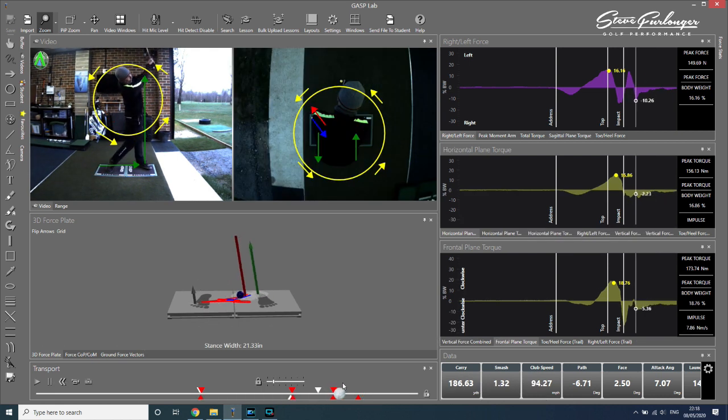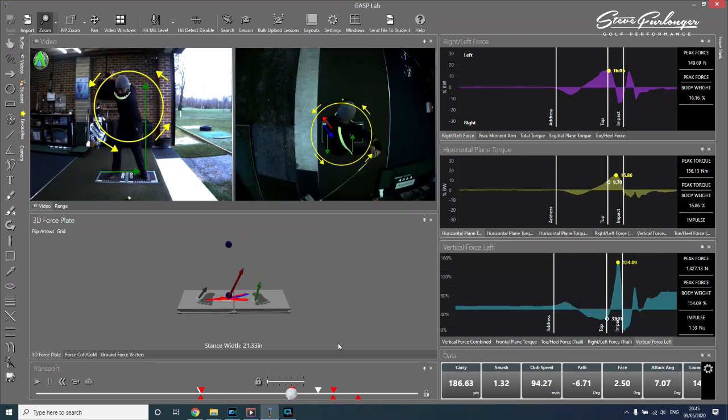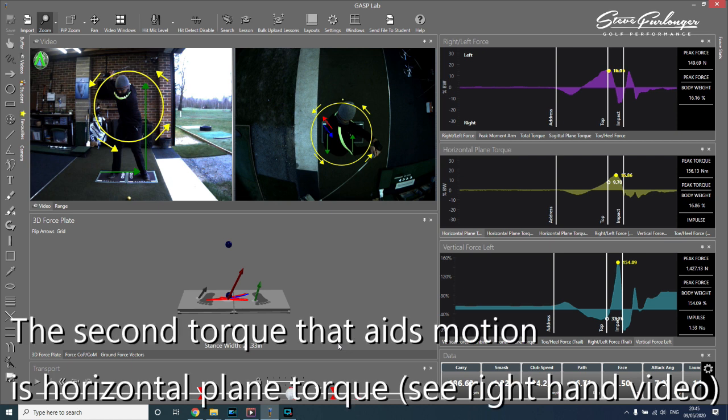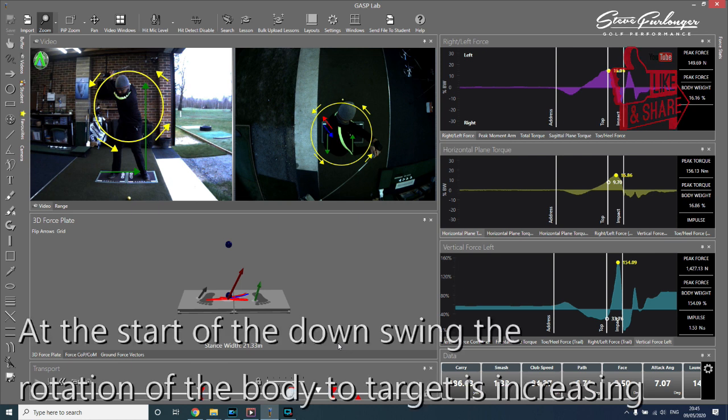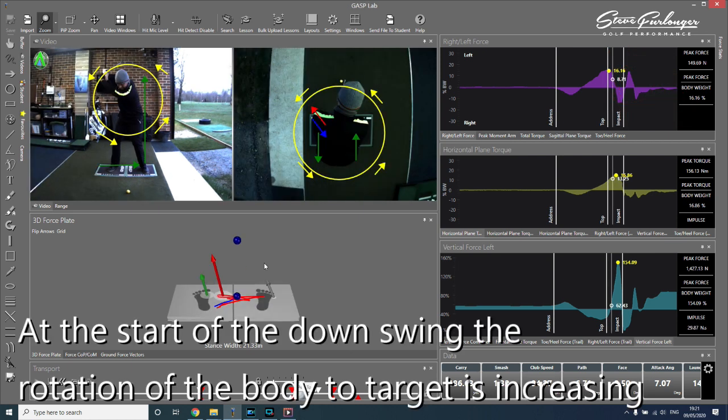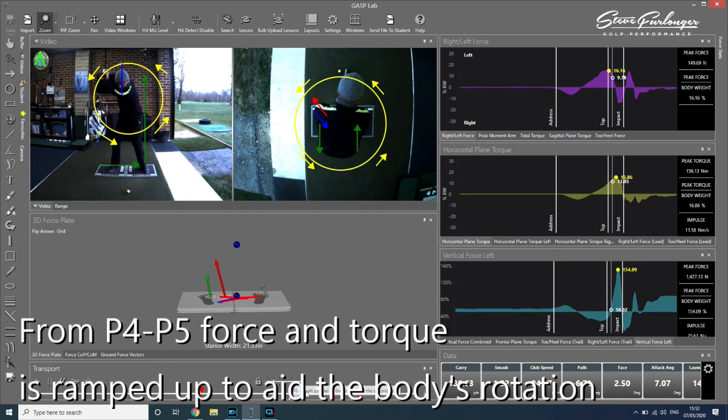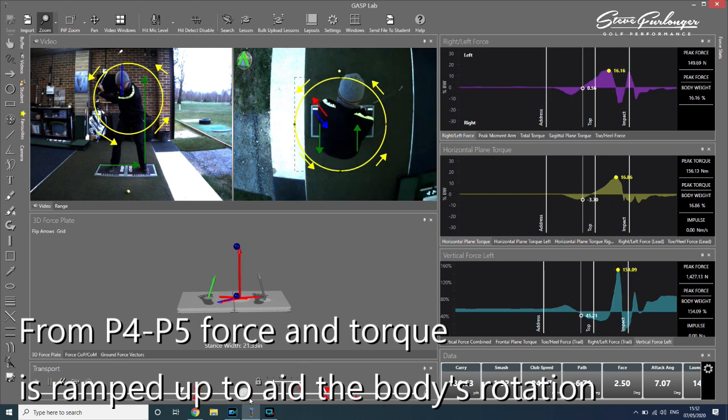So that's your windmill torque and how it works on the backswing and the forward swing. The second torque that is generated, and the forces that are needed to turn that cog and create that torque, is horizontal plane torque. As I proceed into the downswing, my body is rotating towards the target, and you can see this is really starting to ramp up at its peak between 4 and 5.